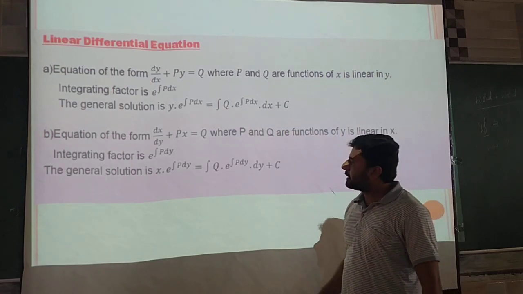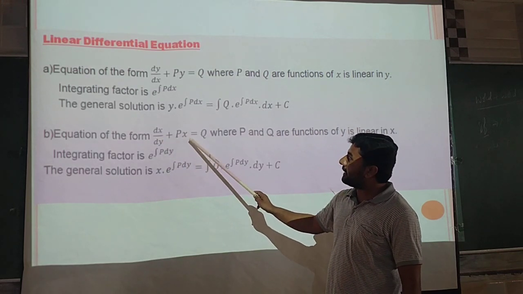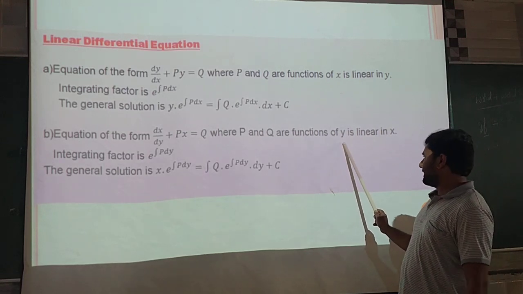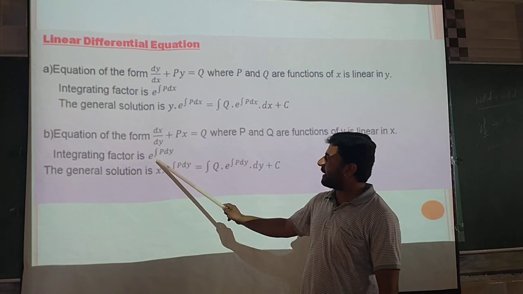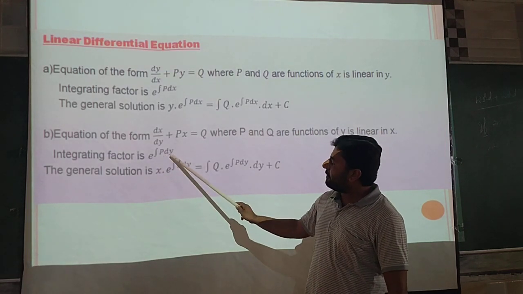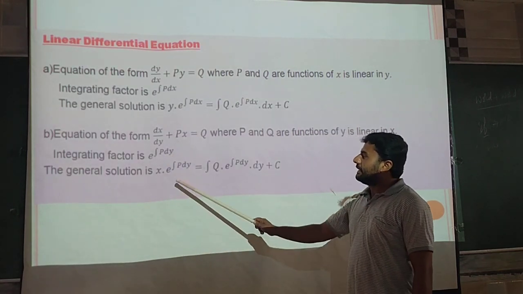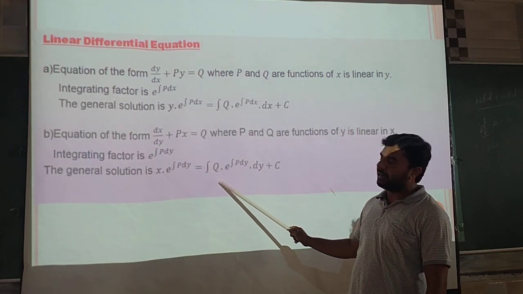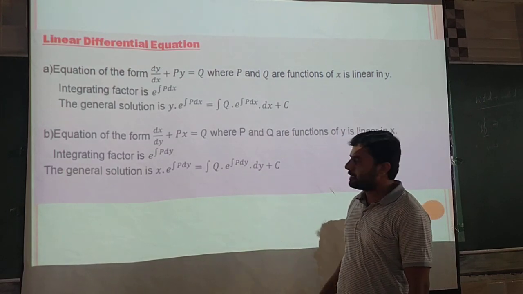Moreover, another form of equation is dx by dy plus P into x is equal to Q, where P and Q are functions of y or constants, and it is linear in x. Then we have to find the integrating factor, which is e to the power of integral of P with respect to y. Then the general solution of the given differential equation is x into e to the power of integral of P dy is equal to the integral of Q into e to the power of integral of P dy, into dy, plus c.